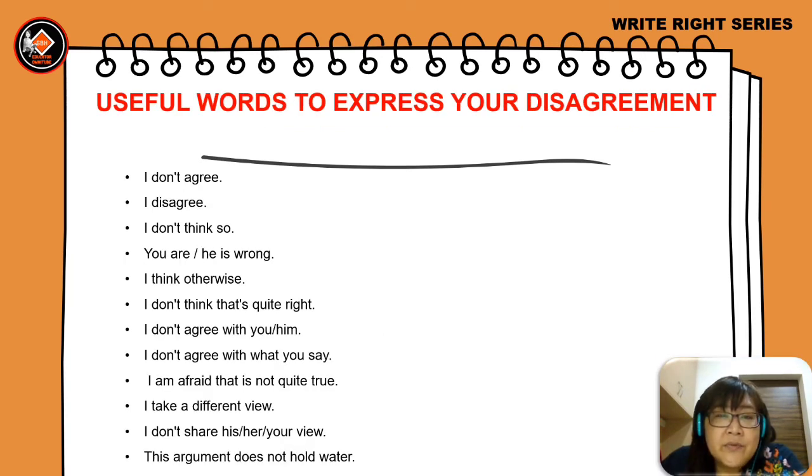Now let's look at useful words or phrases to express your disagreement. I don't agree. I disagree. I don't think so. You are wrong. He is wrong. I think otherwise. I don't think that's quite right. I don't agree with you. I don't agree with him. I don't agree with what you say. I'm afraid that is not quite true. I take a different view. I don't share his view. I don't share her view. I don't share your view. This argument does not hold water.